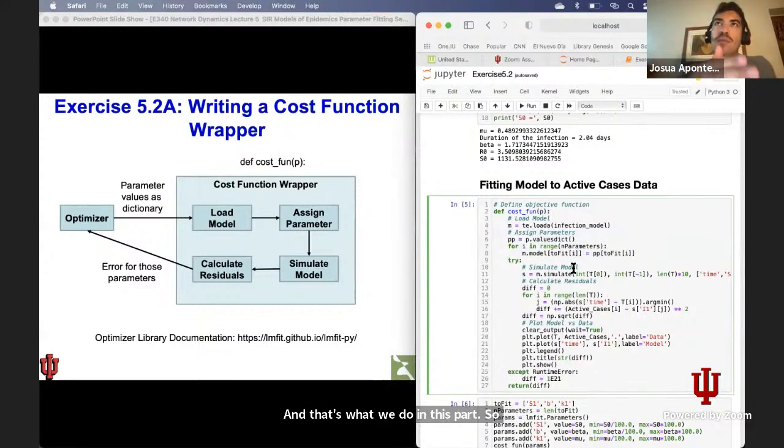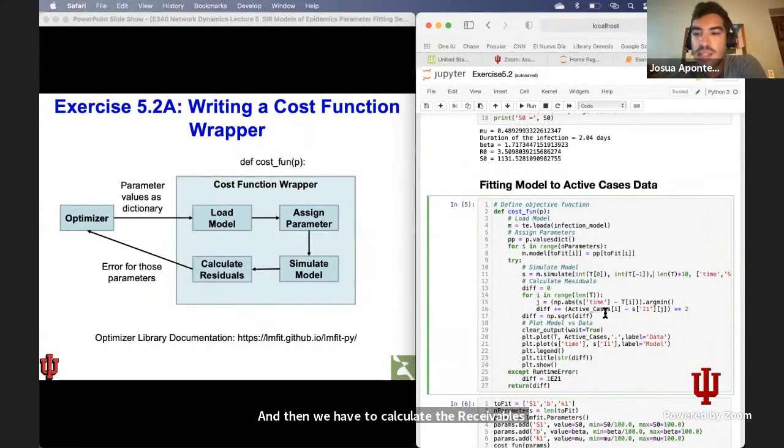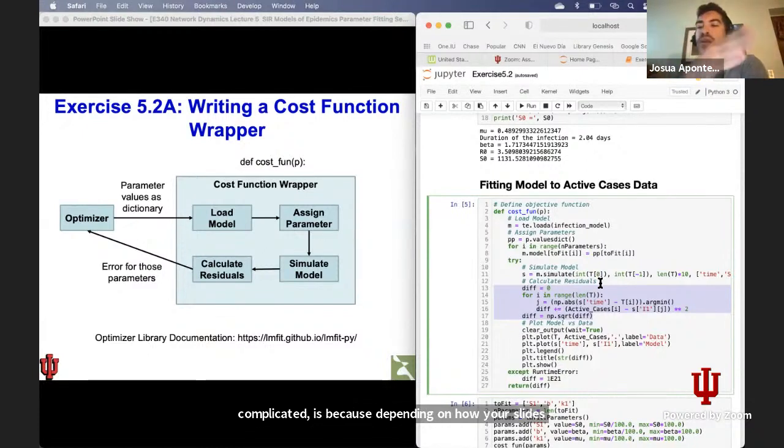So we've already loaded the model, assigned some parameter values. Now we can simulate the model. And then we have to calculate the residuals. And this is what this part is doing here. So the reason it looks a bit complicated is because depending on how you're slicing the time, what the time points are in your model, they might not correspond one-to-one to the time points in your data.